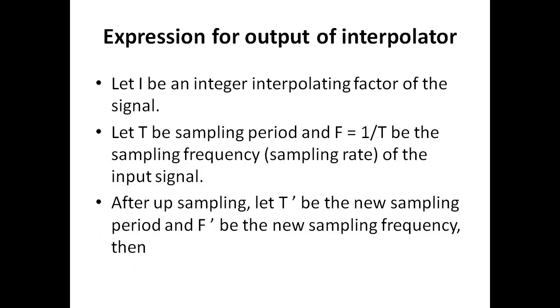Now the expression for the output of an interpolator, for an integer factor I. Let T be the sampling time period and F be the frequency, so F is equal to 1 by T. After we upsample, the new sampling period T dash is equal to T by I. Then the sampling rate F dash is equal to 1 by T dash, which is I by T. Here I is the factor and 1 by T is F. So F dash is equal to the interpolation factor I times the original frequency F.